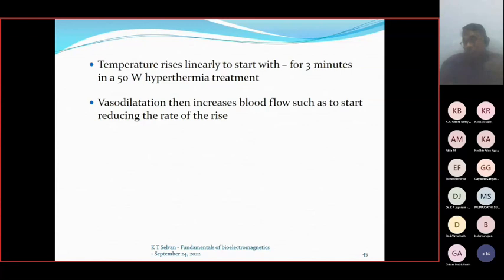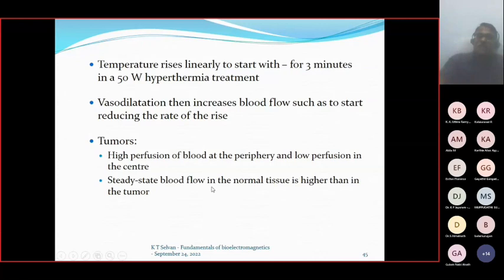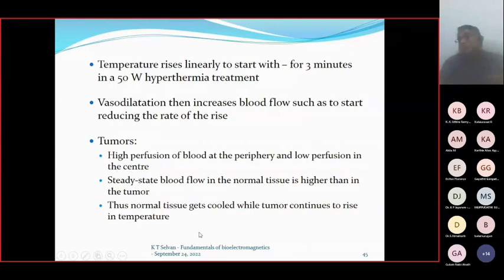So vasodilation affects this. And in tumors, there is high perfusion of blood at the periphery, the outer region of tumors, and low perfusion in the center. Also, the steady state blood flow in normal tissue is higher than in tumor. What this implies is that normal tissue gets cooled faster, whereas the tumor continues to rise in temperature, because the perfusion of blood is slower, so the heat transfer becomes slower. Therefore, the temperature rise becomes better. That is what we want, right? We want the tumor part to be heated without significantly affecting the unaffected tissues. So these are the ideas.